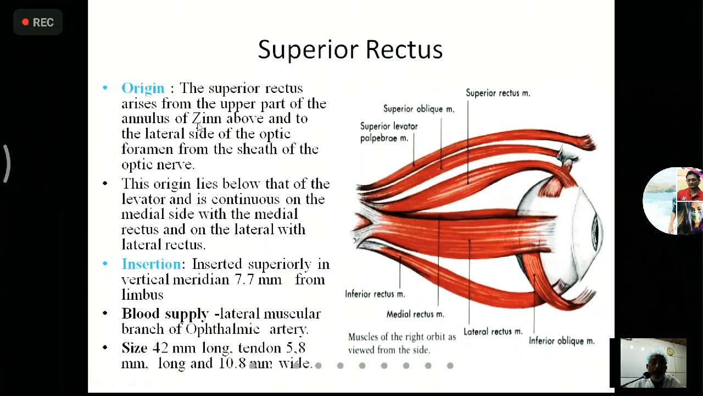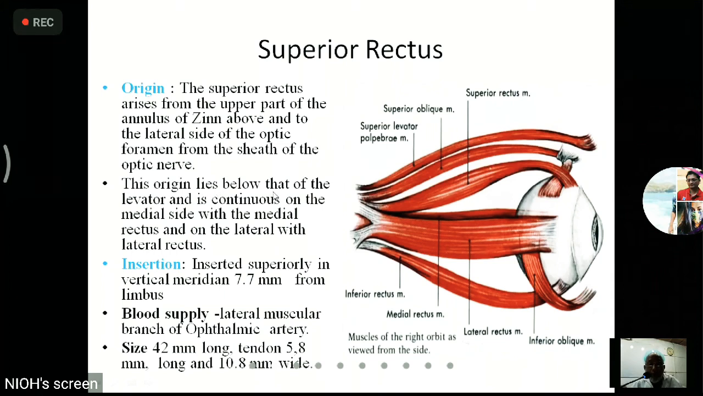It arises from the upper part of the annulus of Zinn, and to the lateral side of the optic foramen from the sheath of the optic nerve. We said it takes origin from the upper part of the tendon fully and from the lateral side of the optic foramen. We divide the optic foramen into four parts: upper, lower, medial and lateral. It takes from the lateral side. Remember it. Superior rectus arises from the lateral part of the optic foramen from the sheath of the optic nerve.